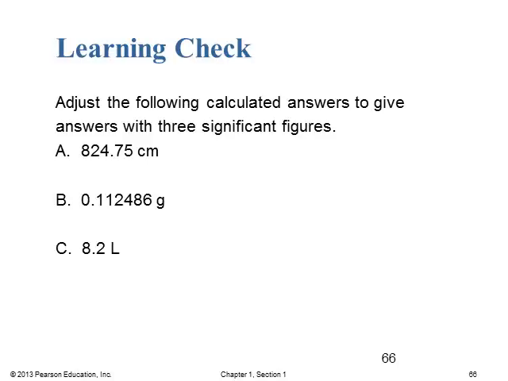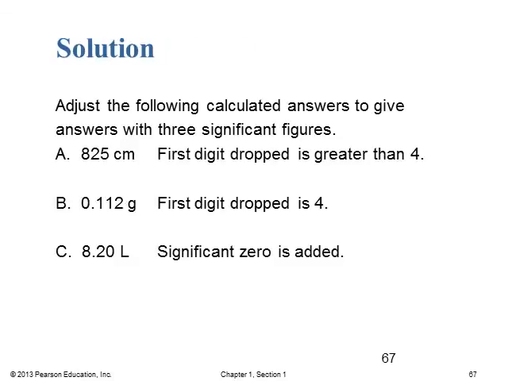And then lastly, part C, we have 8.2 liters. There we only have 2 significant figures. So if we want to report that as 3 significant figures, we need to add a 0. And in order to have the 0 to be in the correct spot, we need to add it after the 2. And because it's after a non-zero digit and after a decimal point, it would be 8.20 that would be the correct number. And that's what you see here.